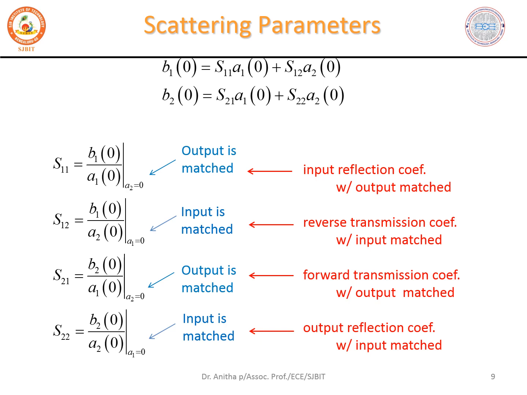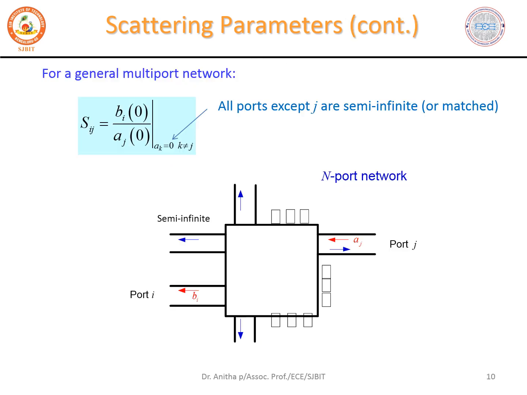And you can calculate S11, S12, S21 and S22 by taking the ratio of B1 to A1, B1 to A2, B2 to A1 and B2 to A2, considering the other ports as matched terminations. We call those the input reflection coefficient and output reflection coefficient. S12 and S21 are transmission coefficients. It may be forward or reverse.